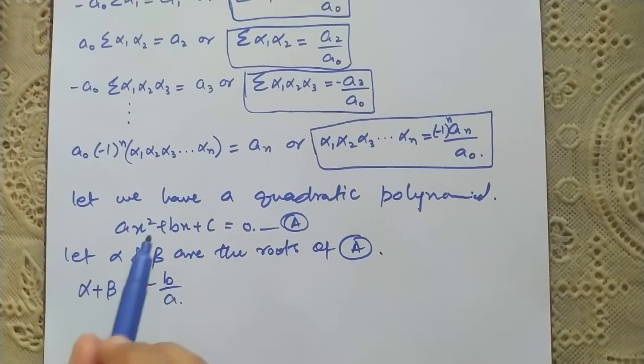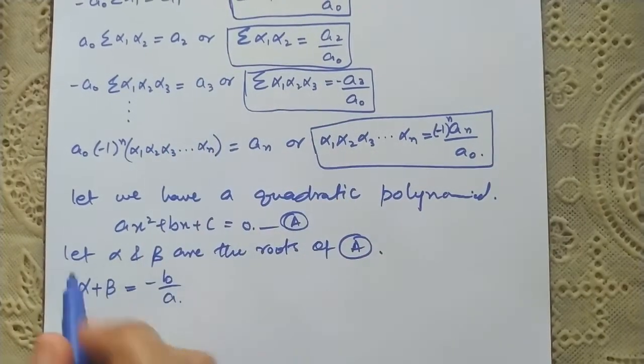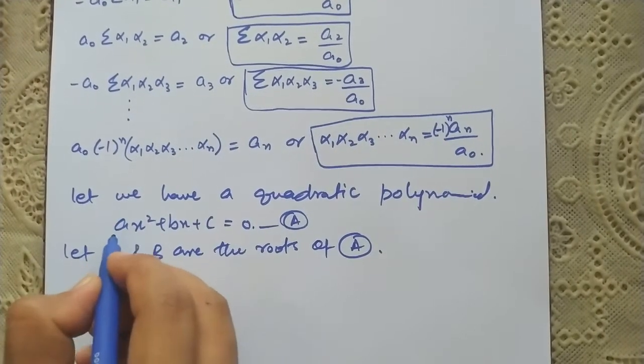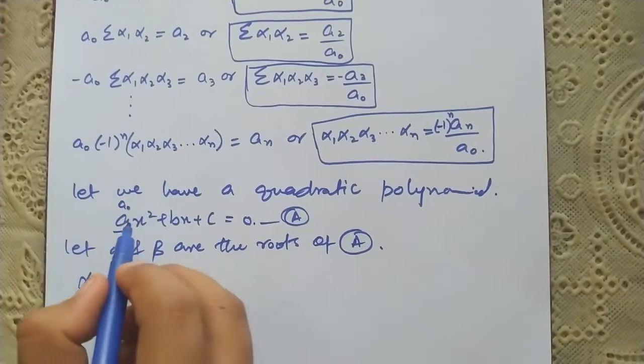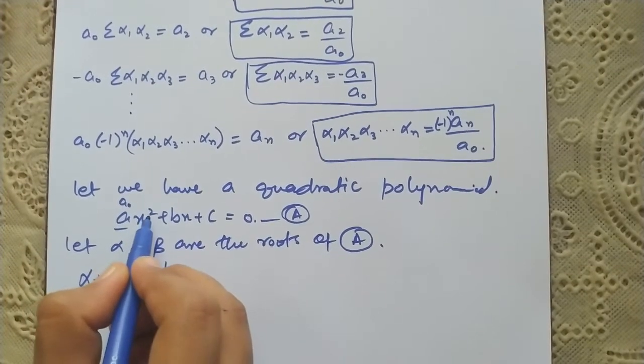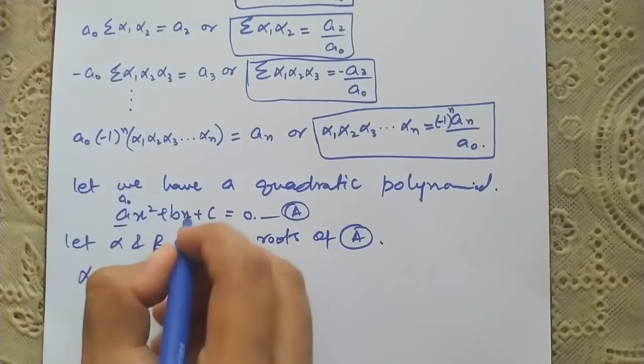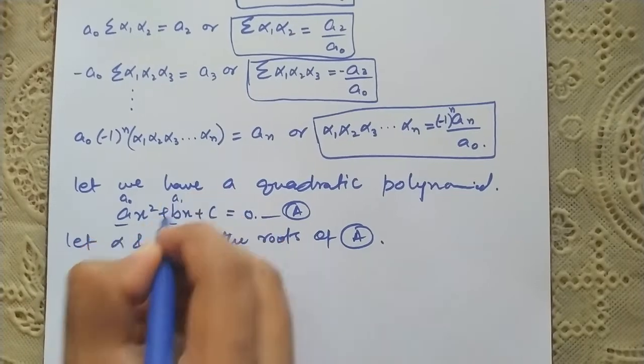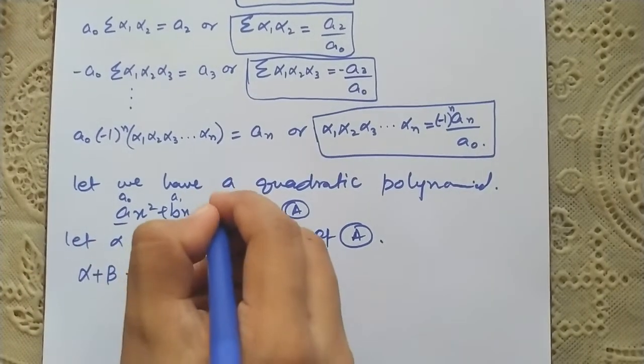Right, you can compare this equation with the general equation. Then you have, it is your a naught, a naught x power n, here n is equal to 2. After a naught, a1 comes, and it is a2.